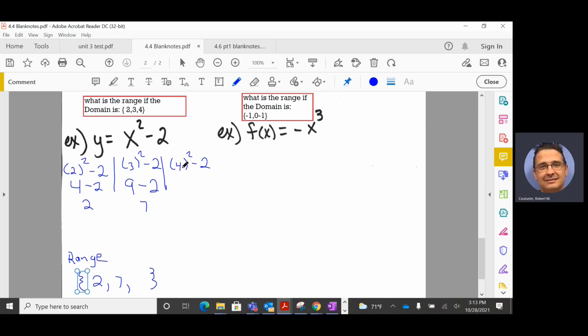And then the last one here is what? We're plugging in a 4. So we have 4 squared is 16. You subtract 2. 16 minus 2 gives us 14. So if the domain was a 4, the range or the output becomes a 14.